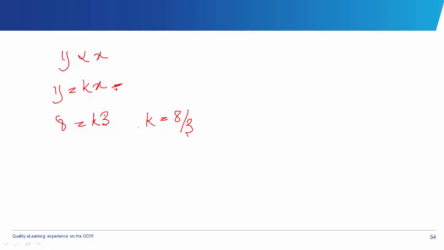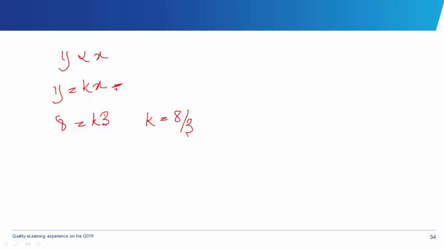It says that y varies directly as x. So express it mathematically. y varies directly as x means that y equals kx. k is our constant. And now it says that when y equals 8, x equals 3. So what is our k? k will now be equal to 8 over 3. So what is the relationship between y and x? This is the relationship.